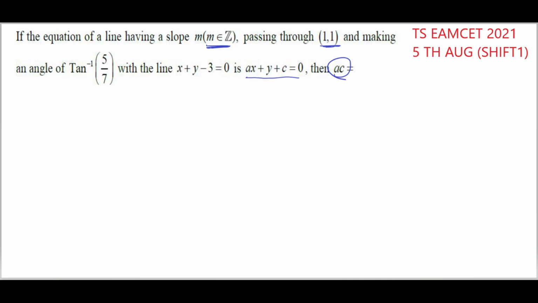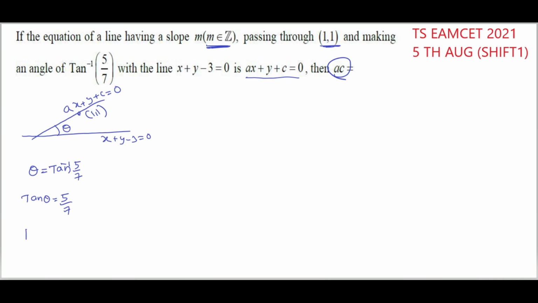Here the line passes through the point (1, 1) and makes an angle theta with the line x plus y minus 3 equals 0. The required line is given as ax plus y plus c equals 0. So the angle between these two lines is theta, that is tan inverse of 5 by 7. From this, tan theta is equal to 5 by 7.